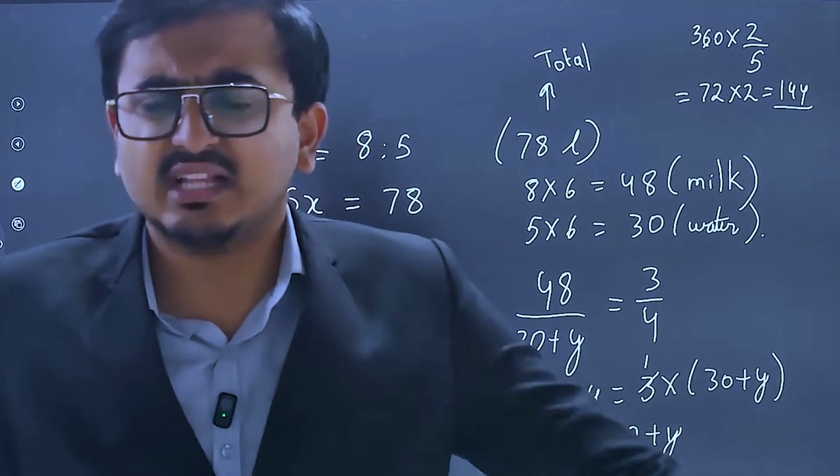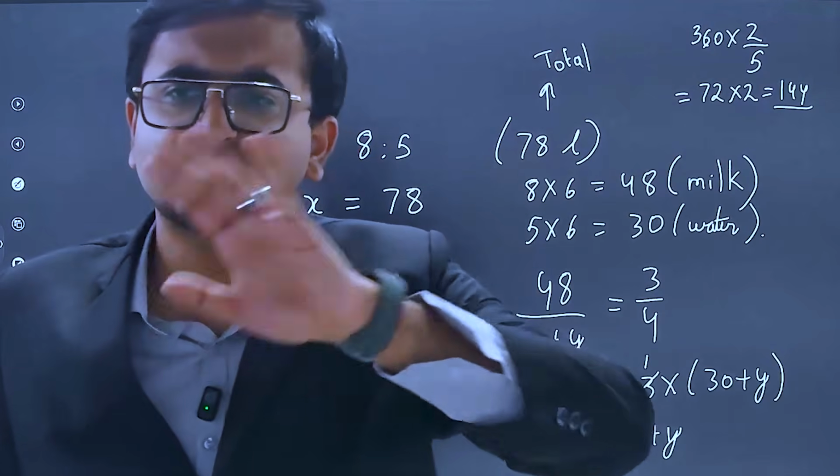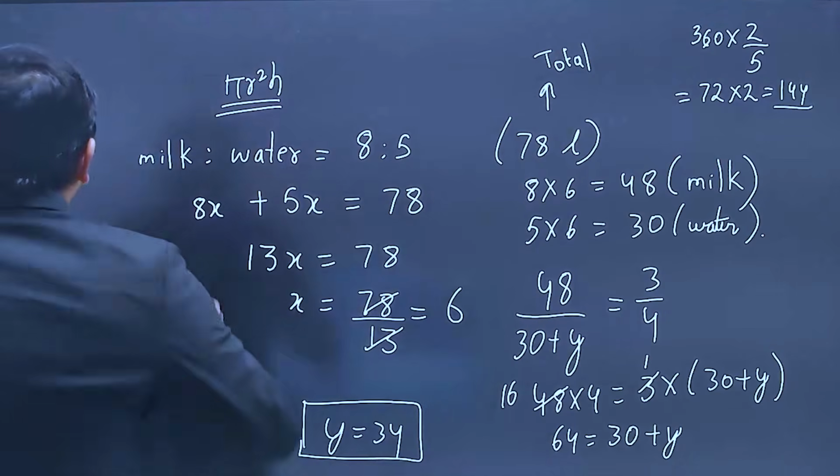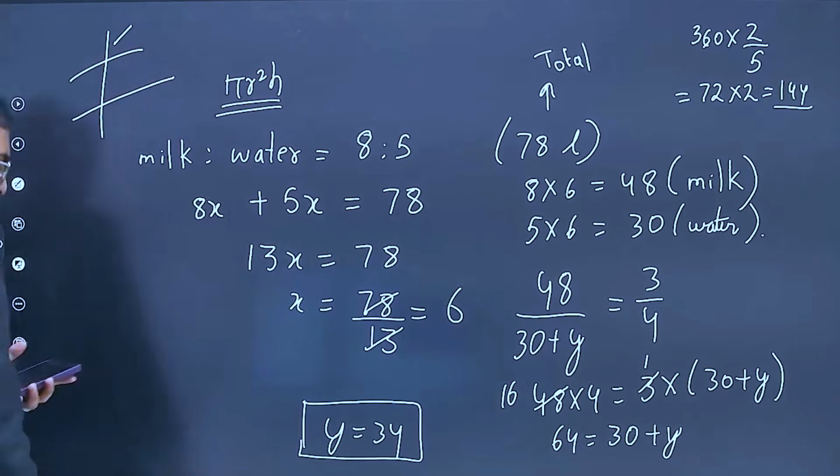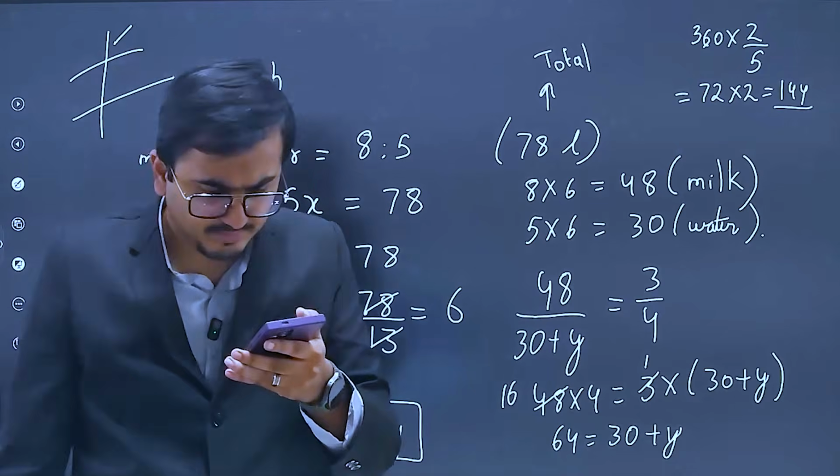Transversal line. A transversal line is just a line which cuts two lines. Let us suppose these two are the lines. Then this becomes a transversal line.